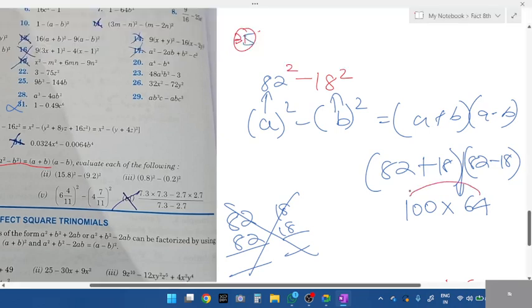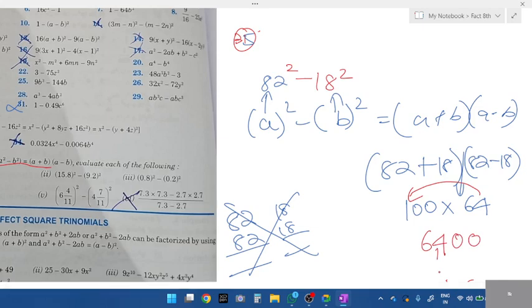Multiply 64 into 1. What do you get? How many zeros are there? 6,400 is the answer. Okay. So practice this entire eighth exercise like this. You'll definitely become thorough when you're going to ninth and 10th. 100 into 64 is 6,400 is the answer.